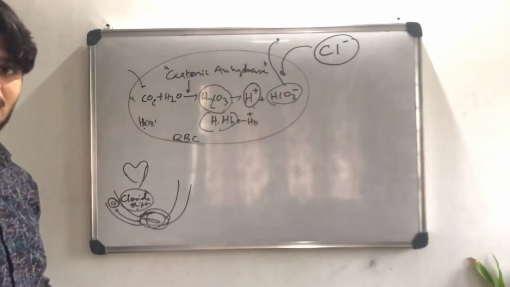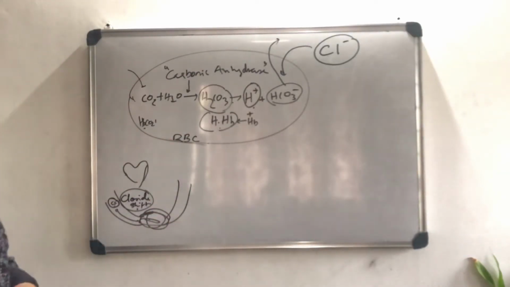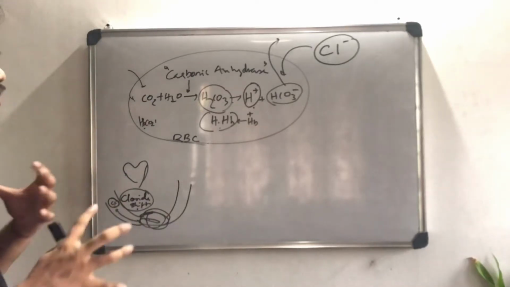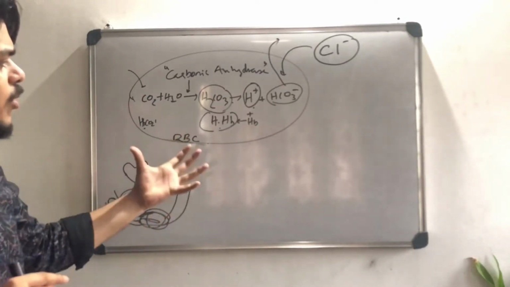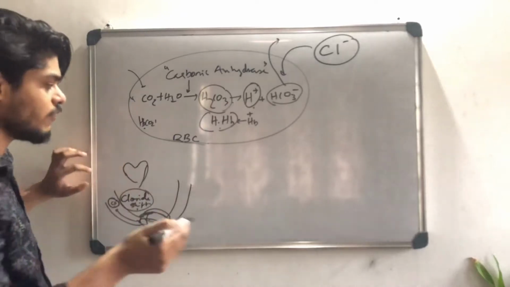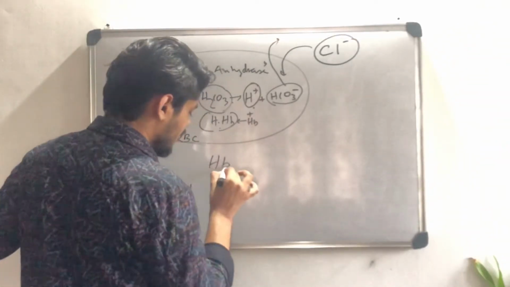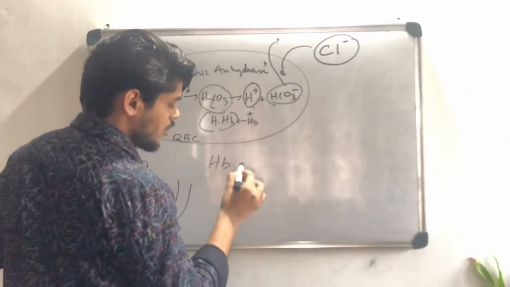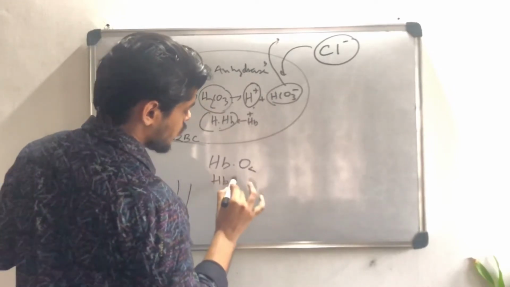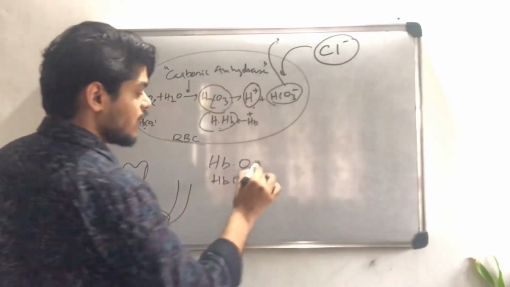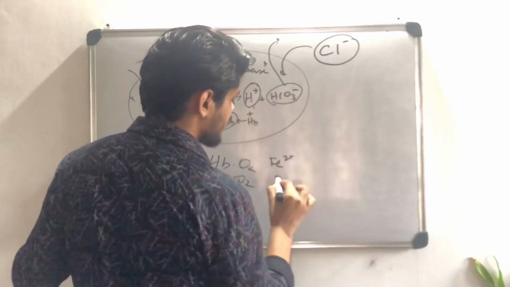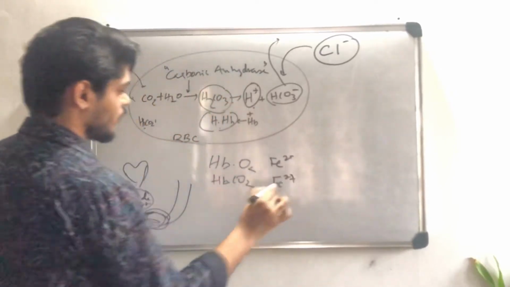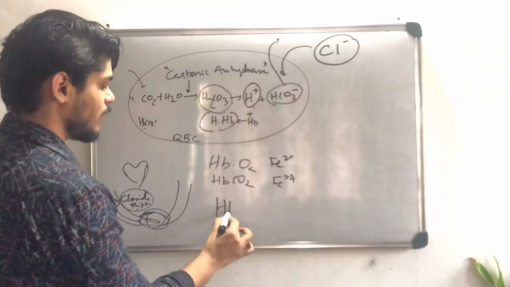HbH+. Understand? So what is HbH+? HbH+ is when H+ binds with the globin chain of hemoglobin. Normally we write HbO2, HbCO2. Why do we write like this? Because they bind with the Fe2+ portion of the hemoglobin. But we write HbH+. Why?